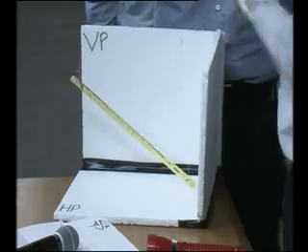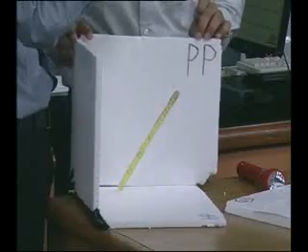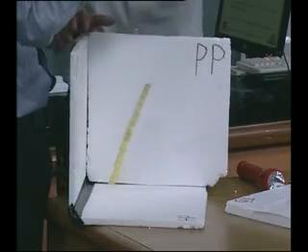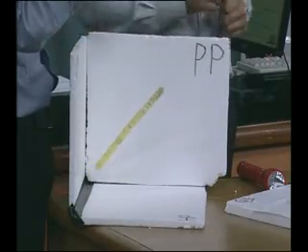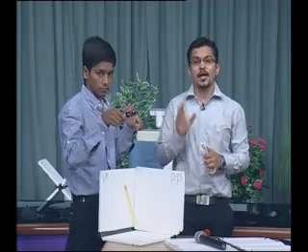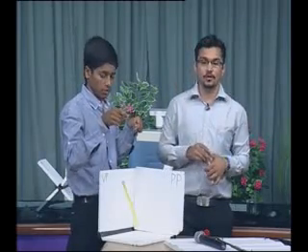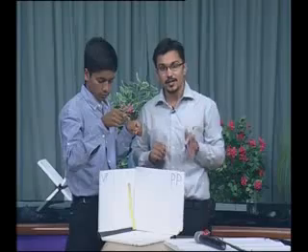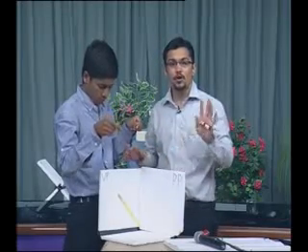And on the other angle we saw that it is parallel to what? It is parallel to VP. So this is the case in which the line is inclined to one and it is parallel to the other plane. The third condition is that it is inclined to all the reference planes.